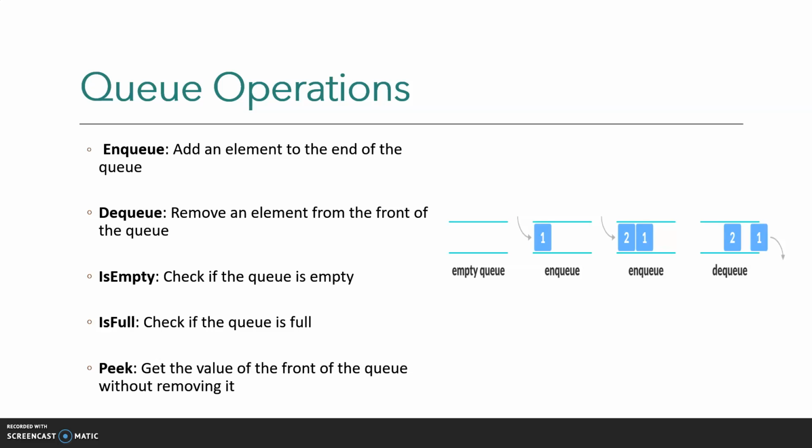Apart from enqueue and dequeue, there are three more functions. IsEmpty checks if the queue is empty, IsFull checks if the queue is full, and peek gets the value of the front of the queue without removing it.